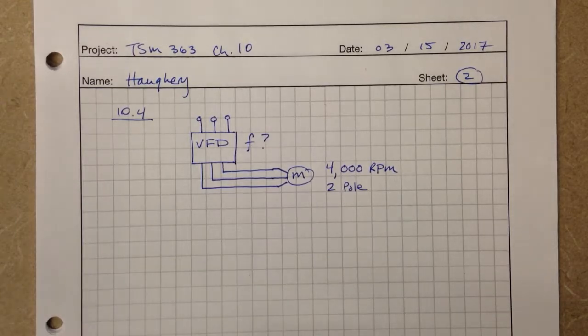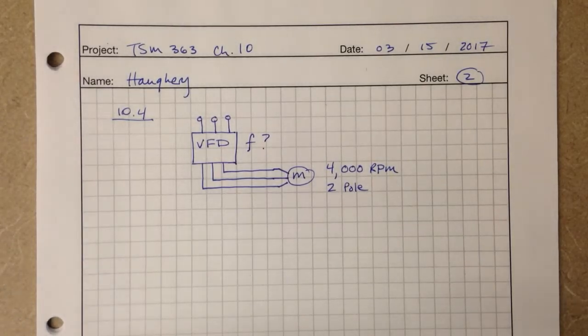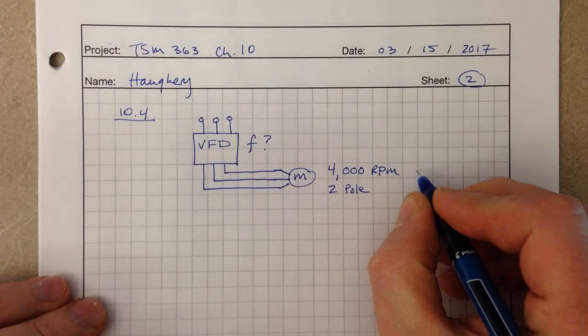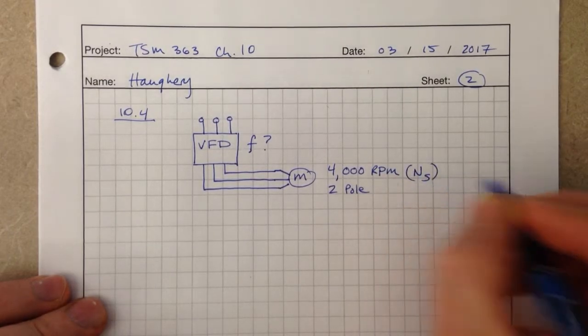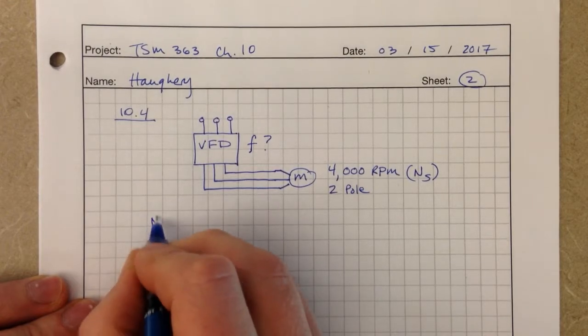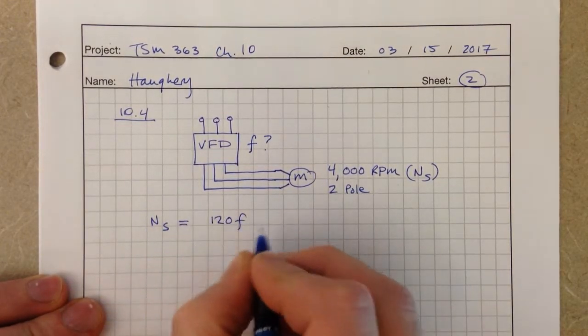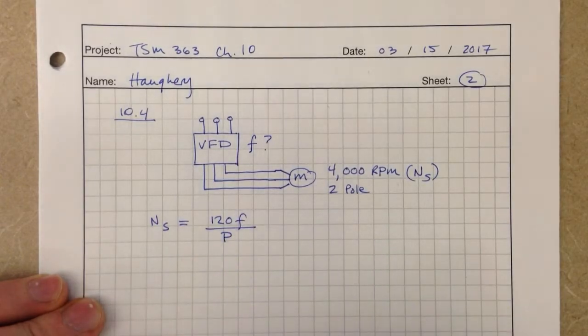And we can then assume if we want the 4.2% slip that we could find the rotational speed, but for right now let's keep it simple. We'll do 4,000 RPMs as our synchronous speed. So that will be our synchronous speed. If we recall, we have synchronous speed equals 120 times frequency divided by number of poles.